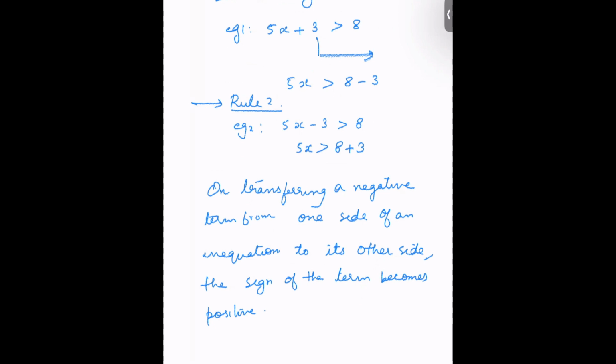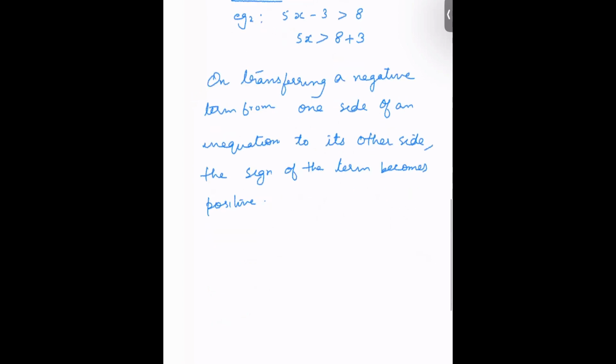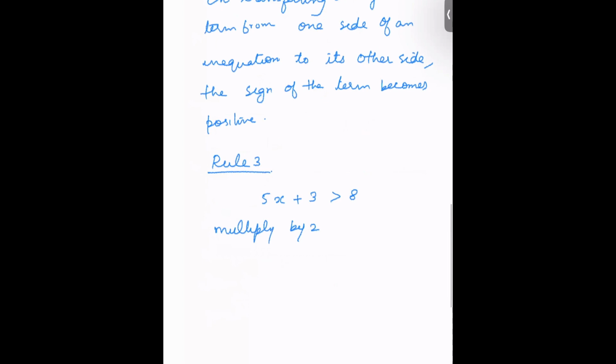Now comes rule number 3. Rule number 3 is also very simple. I have an inequation 5x plus 3 greater than 8. I am going to multiply this inequation with a positive number. I'm accidentally saying equation, it's not an equation, it's an inequation. So if I multiply this inequation with a positive number, say, for example, by 2, okay, what would this become?